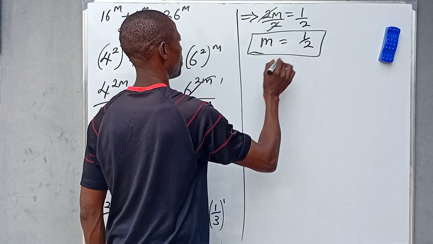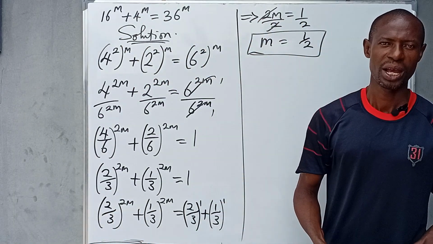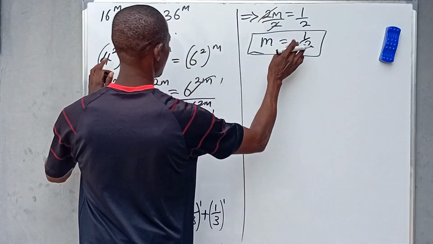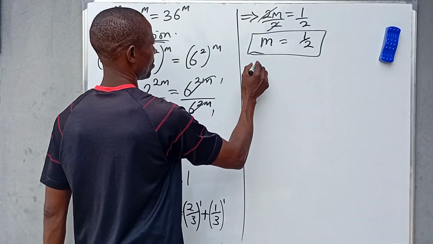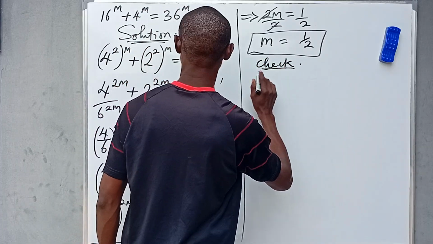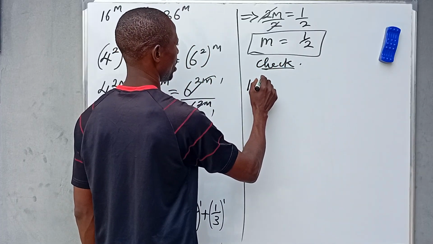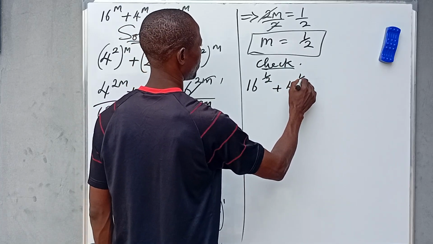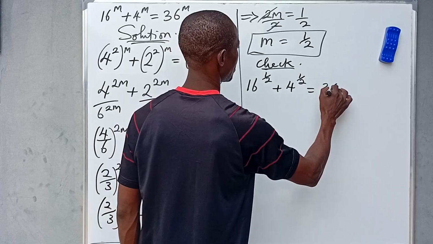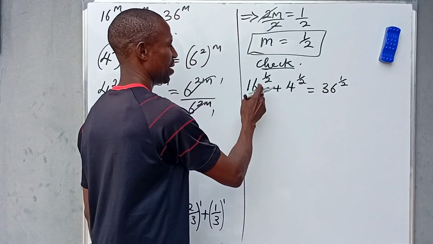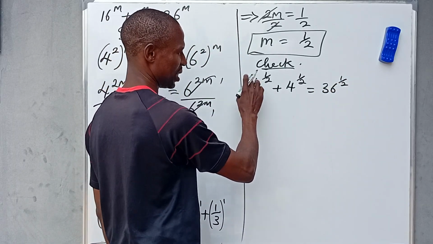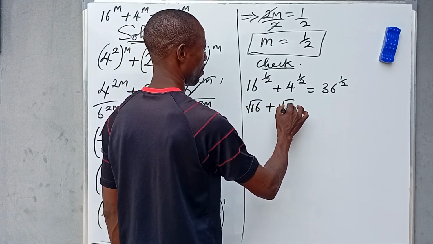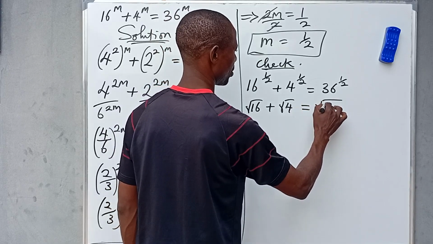This is the value of m that satisfies the original equation. But we want to check if this is actually correct. So we put in 1 over 2 wherever we see m. From our check, we have 16 raised to the power of 1 over 2, plus 4 raised to the power of 1 over 2, equal to 36 raised to the power of 1 over 2. This expression is the same thing as the square root of 16 plus the square root of 4 equal to the square root of 36.